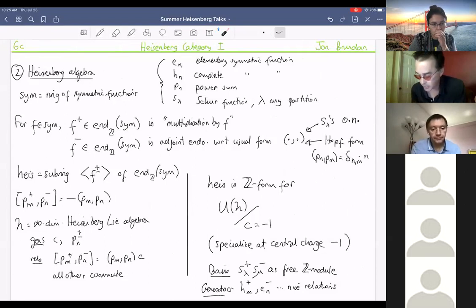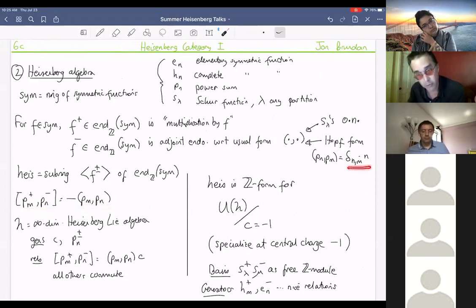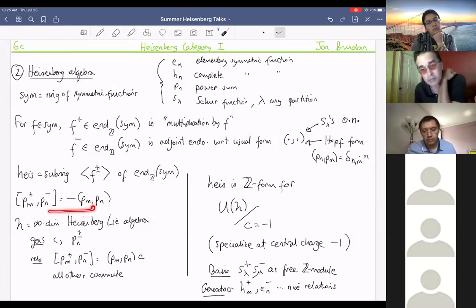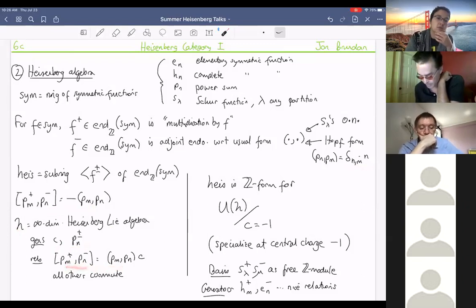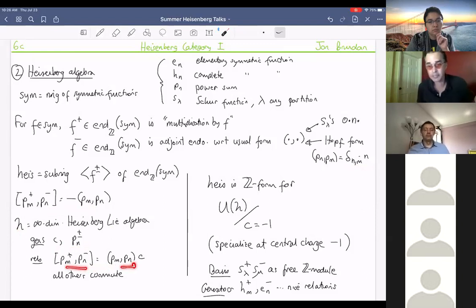An easy way to understand it is to think about the power sums, and if you calculate the commutator of Pm plus with Pn minus, so that's multiplication by the power sum, and Pn minus is the adjoint operator. It's fairly easy to see that that commutator is just minus the inner product of Pm and Pn, which is 0 if m doesn't equal n, and it's n if they're equal. And when you see that commutation relation, you recognize that as coming from the infinite dimensional Heisenberg Lie algebra. That's this H. So the infinite dimensional Heisenberg Lie algebra, it's got generators Pn plus or minus, and then a central element C, and the Lie algebra relation for that is that the commutator of Pm plus and Pn minus is that inner product times the central element C. And all the other pairs of generators of the Heisenberg Lie algebra just commute.